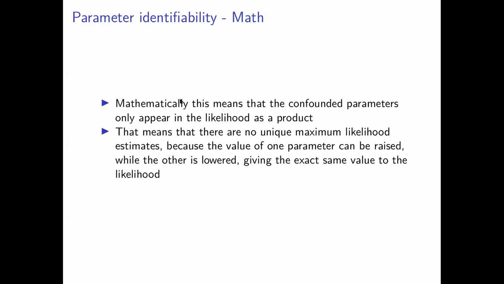Mathematically, what's happening is that the confounded parameters only appear in the likelihood as a product, and that means that there's no unique maximum likelihood estimates, because you can always raise the value of one parameter and lower the value of the other and get the same value for the product. And so there's no unique maximum, right? You could have infinitely many different combinations of those parameters.